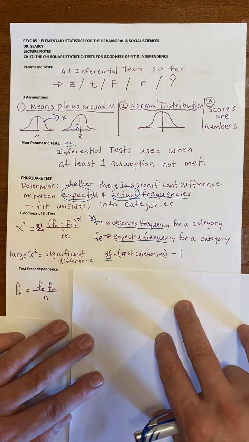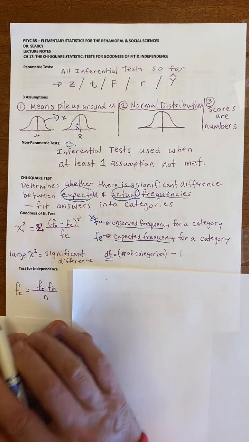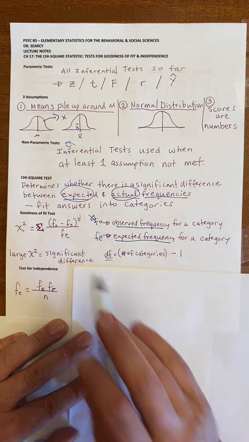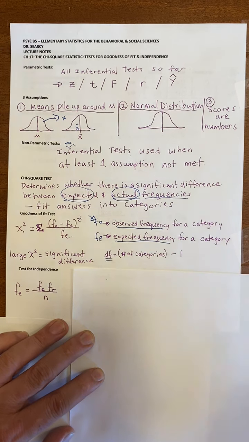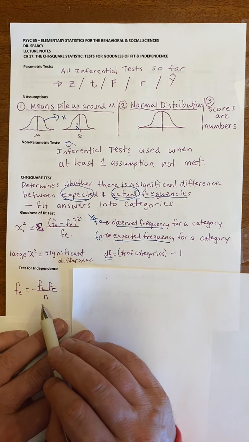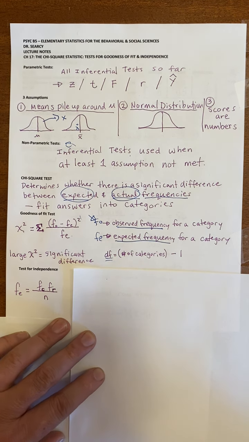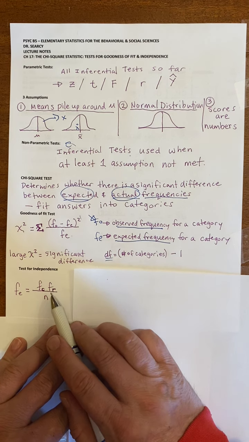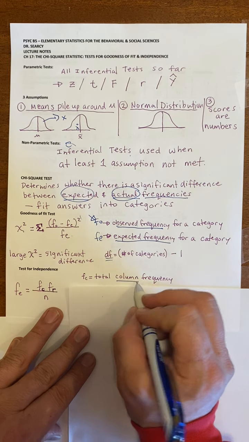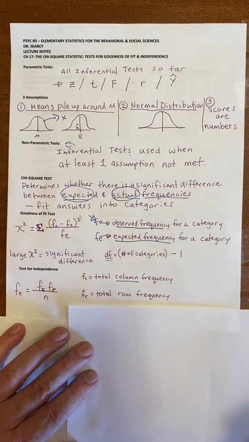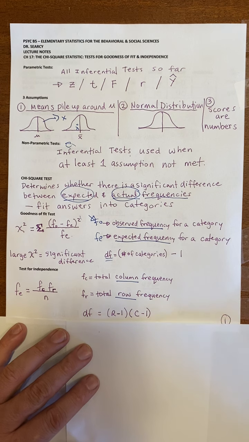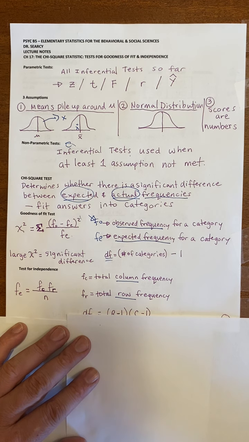It's another formula, but this time the formula is to solve that FE variable, right? The one that we did not know up here. How does the formula work? Well, FE is going to equal FC times FR divided by N. So now I probably ought to do some more explaining. What are FC and FR? FC is the total column frequency, and FR is the total row frequency. And then, of course, you know that N is the sample size.